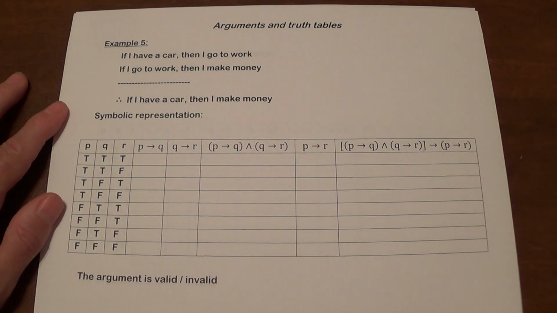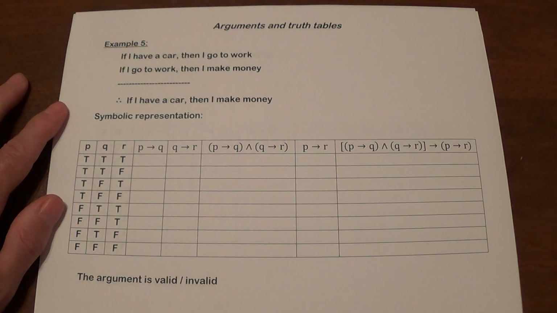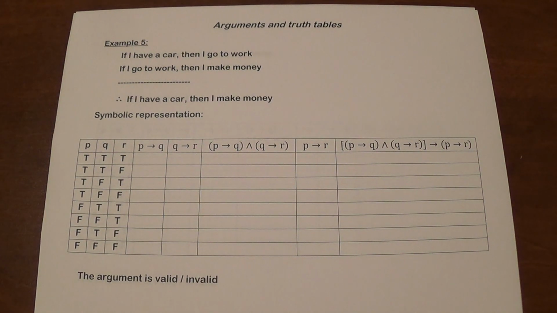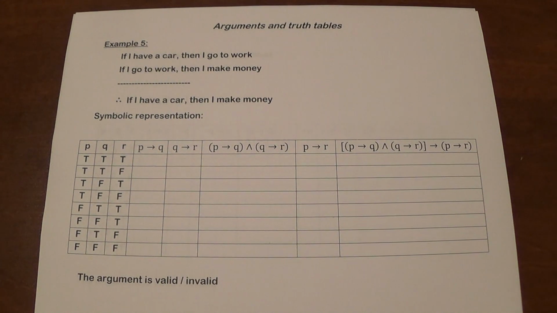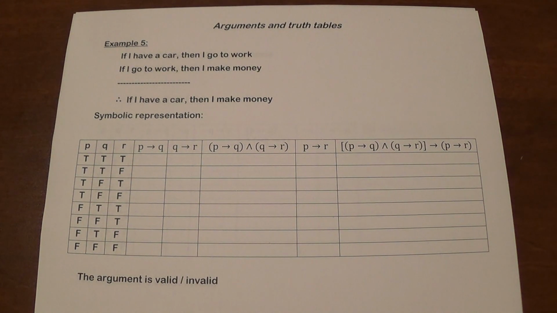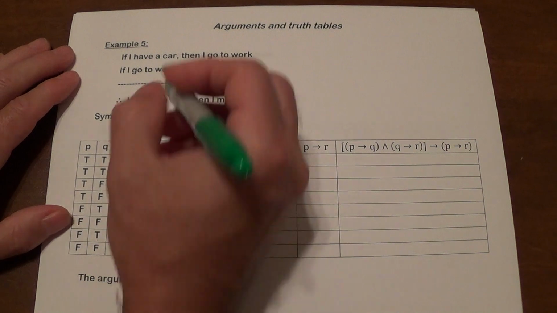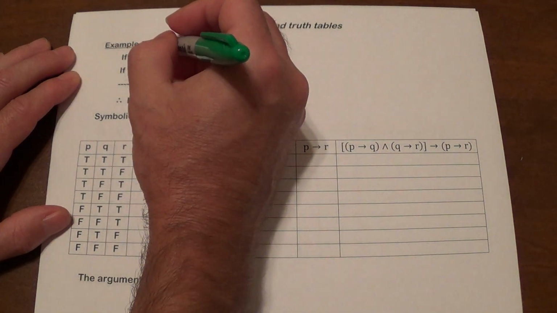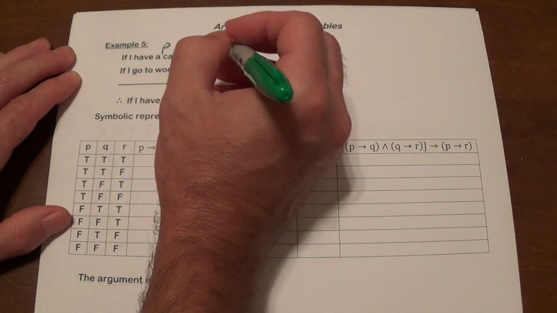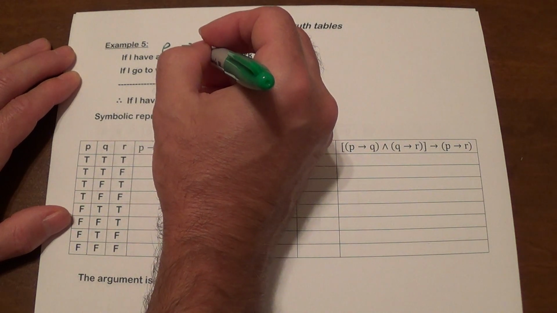If I have a car, then I go to work. If I go to work, then I make money. So now we have three different statements involved. Therefore, if I have a car, then I make money. If I have a car, then I go to work.